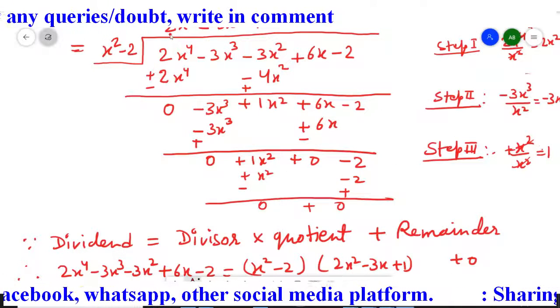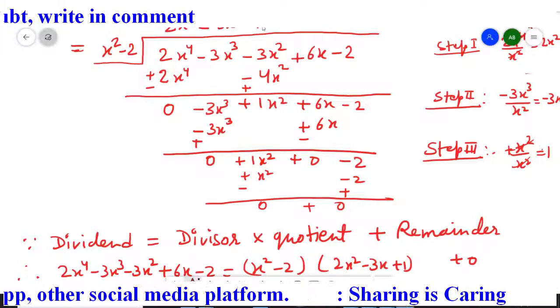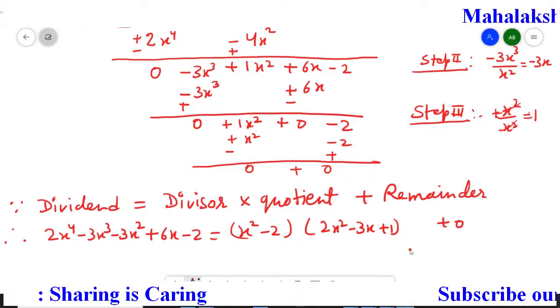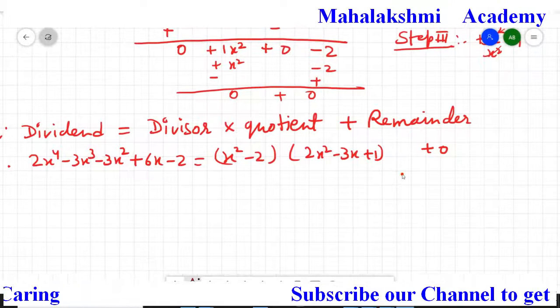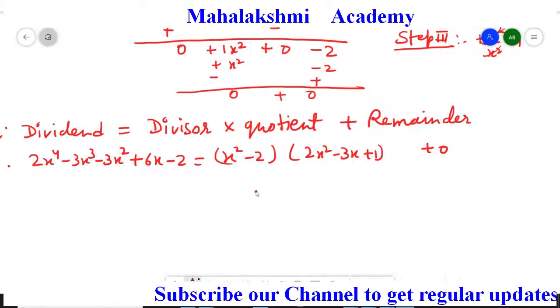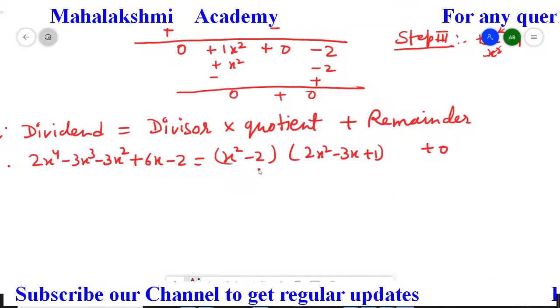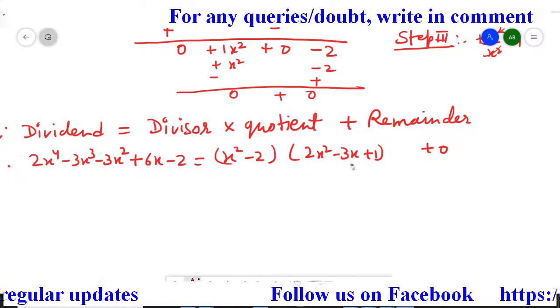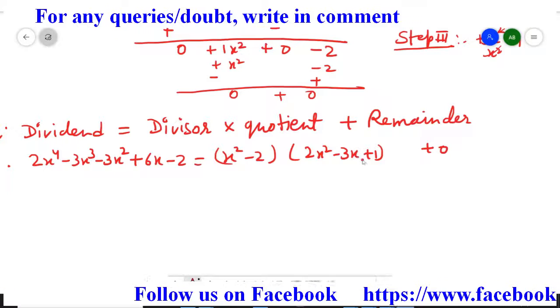So the quotient is 2x square minus 3x plus 1, and remainder is 0. So I think I substituted correct one. Now students, what the question was initially? The question was, we have to find out the other factor. So x square minus 2 is already given to us. Now from here, whatever factors we are going to obtain, that we have to find out.